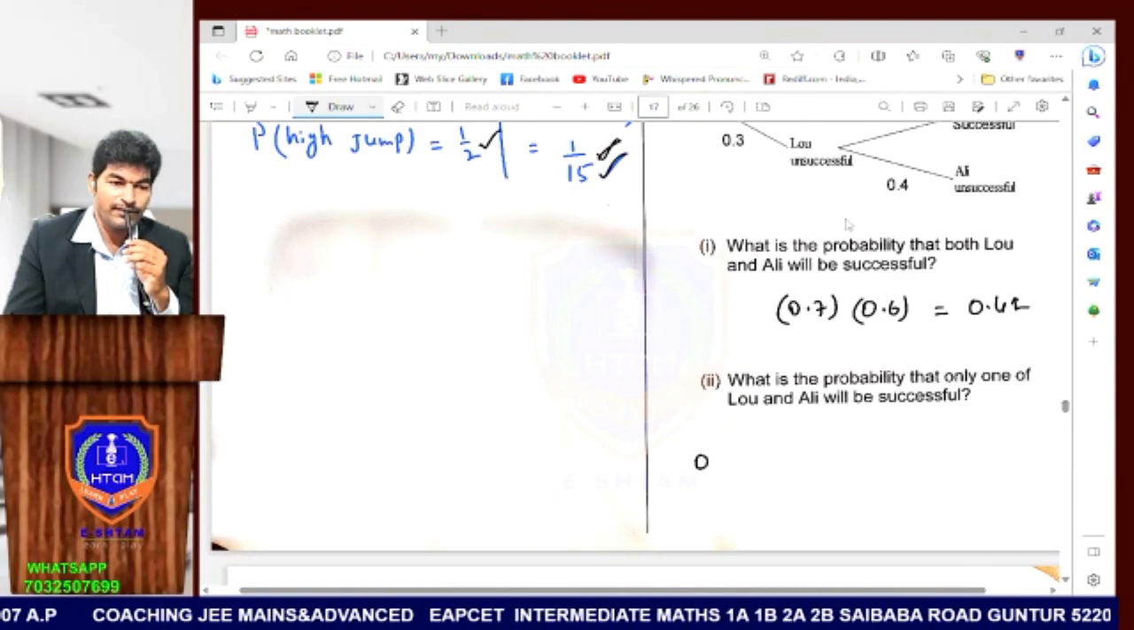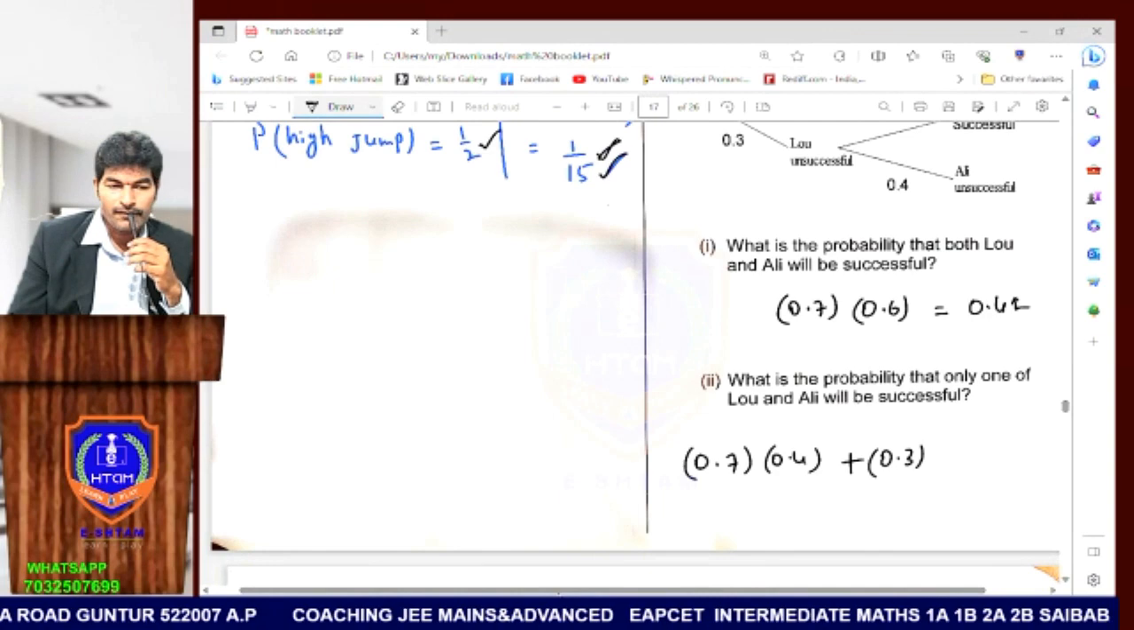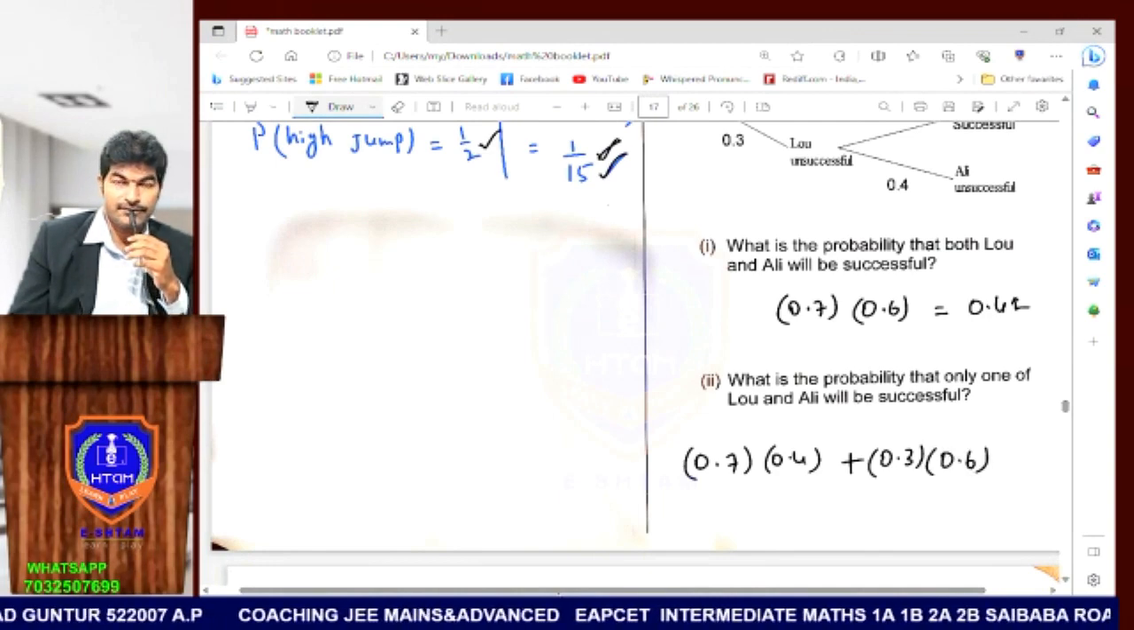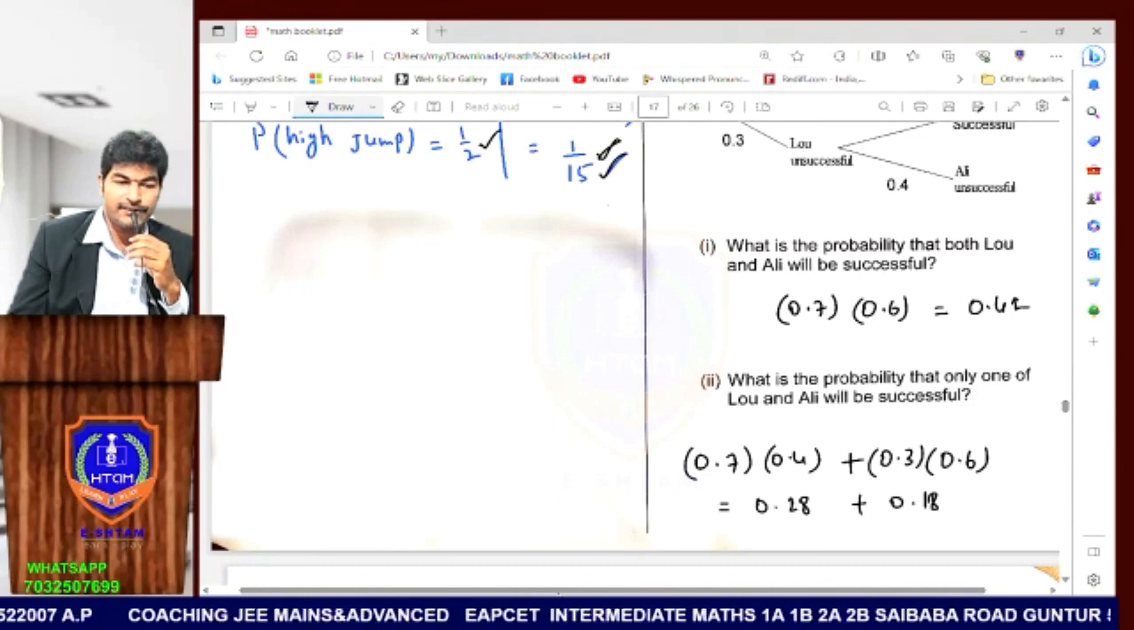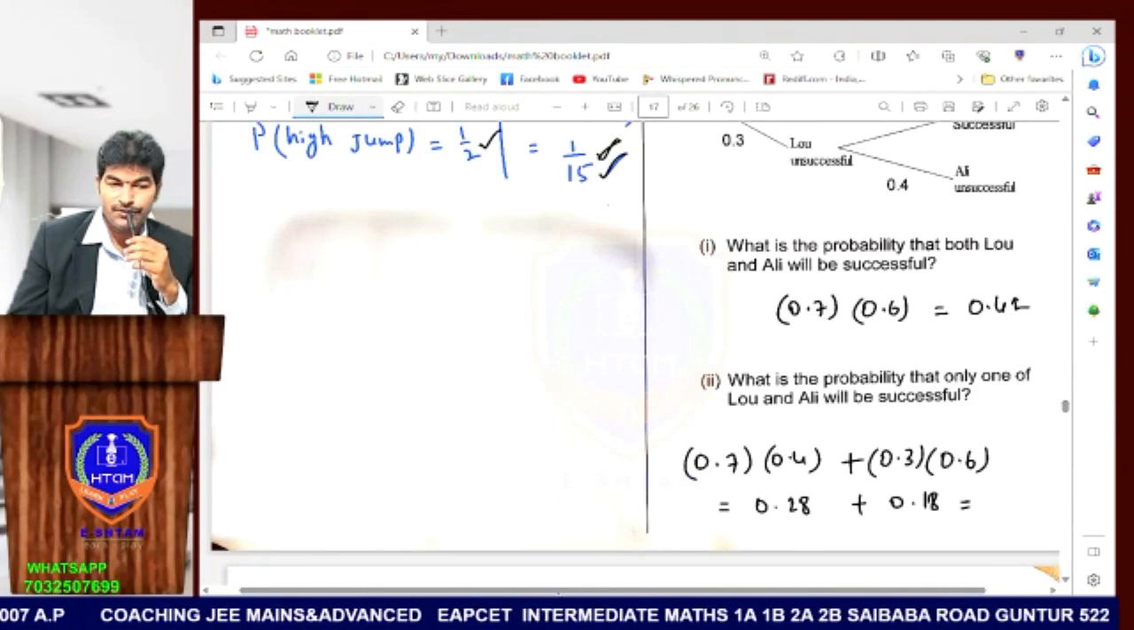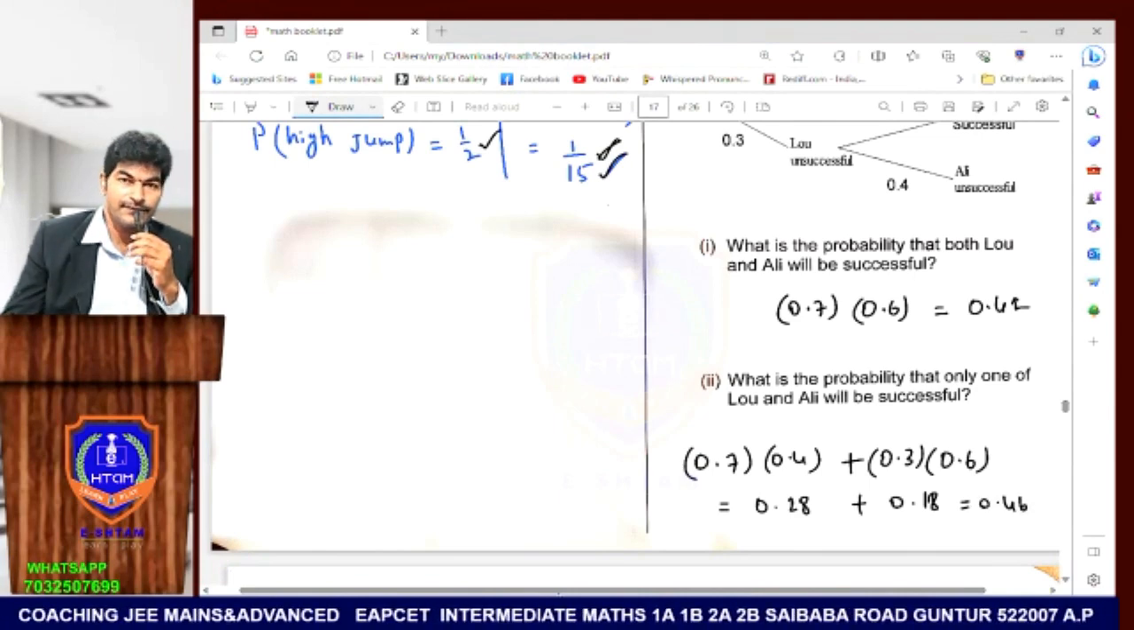Next, what is the probability that only one of Lou and Ali be successful? Okay, we will do one thing. Lou successful, Ali unsuccessful, 0.6. Yes, correct. This is the answer. How much is this? 7 4s are 28 and 0.36 are 18. If you add these two, how much will you get? 0.46. That is the answer.